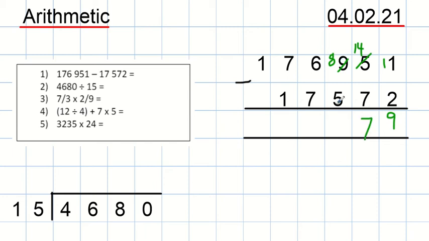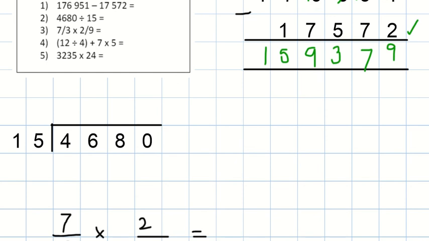8 subtract 5 is 3. 6 subtract 7, again I'm going to need to exchange and bring a 10 across. 16 subtract 7 is 9. 6 subtract 1 is 5. And 1 subtract nothing is 1. Hopefully you're in agreement then Year 6, and you can give your work a tick. If you need to pause the video and review a calculation, please do that now.